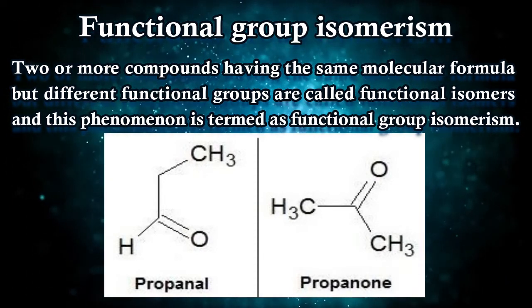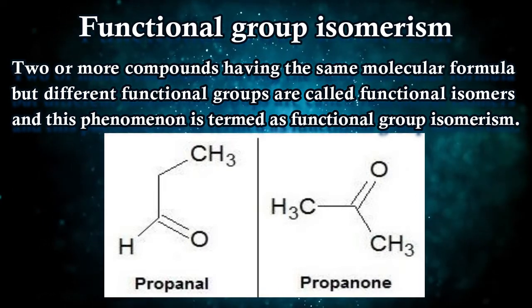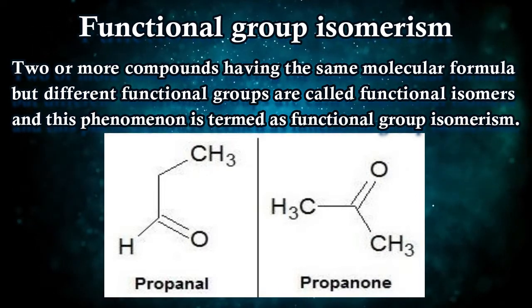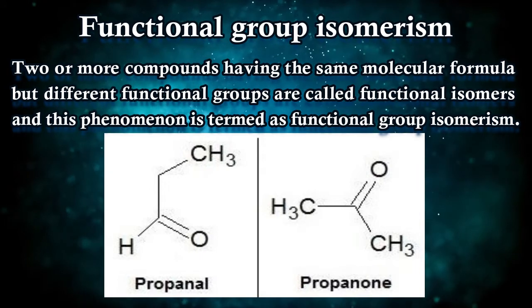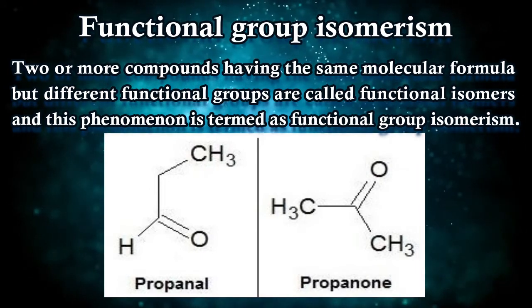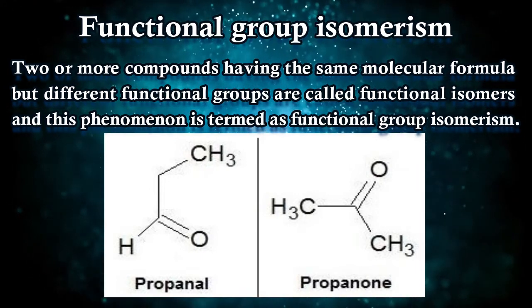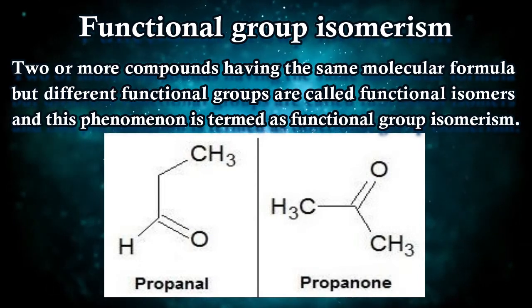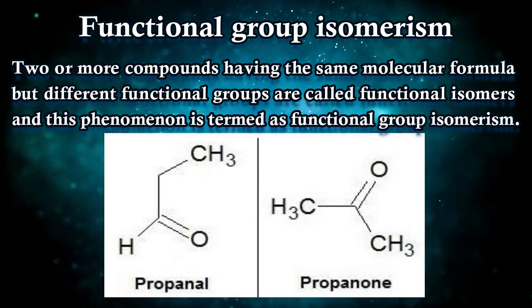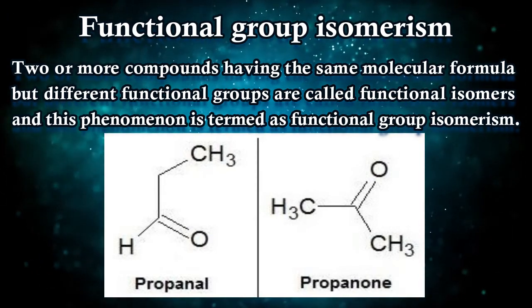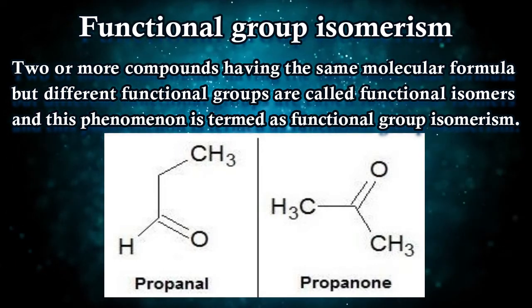Accordingly, the definition is written like this: two or more compounds having the same molecular formula but different functional groups are called functional isomers, and the phenomenon is called functional group isomerism. Okay, now this was the third one.